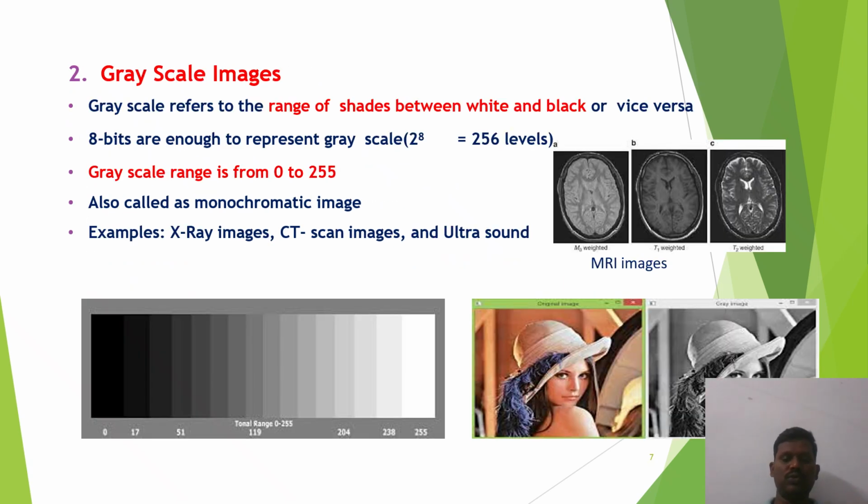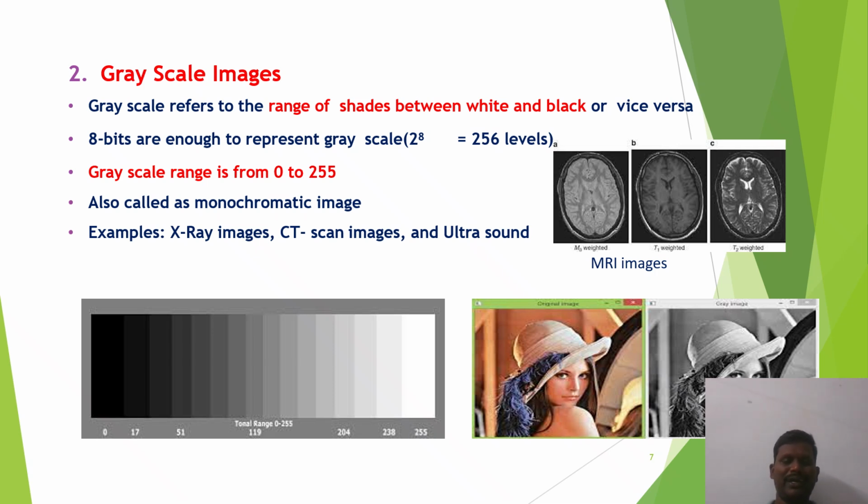So now we move to the grayscale image. In a grayscale image, the range of gray levels is from 0 to 255. That means we are using 8 bits to represent each pixel value. As we are using 8 bits, we can have the numbers 0 to 255. So such an image is called a gray level image.